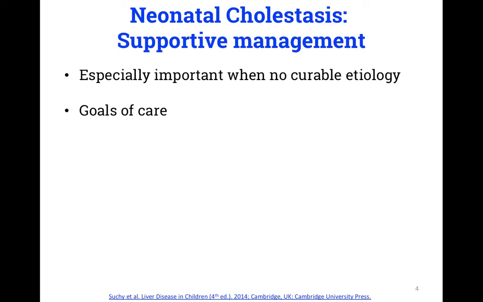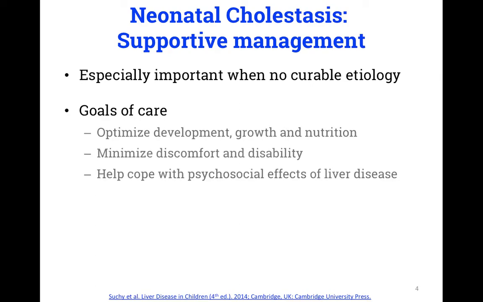But remember, there are many cases, again, probably over 90% of infants with cholestasis where a specific etiology presenting options for specific medical therapy or surgical therapy is not achievable. And so in this case, the focus shifts to supportive management. And while supportive management may conjure images of inability to help, in fact, there is a lot of good that can be done regardless of the inability to actually cure the process.